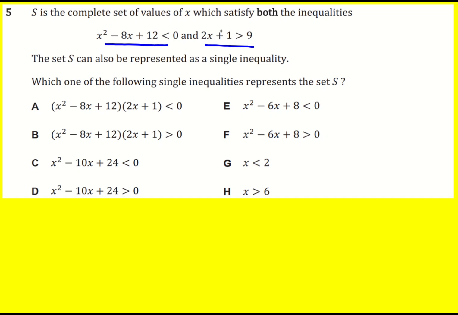We could maybe subtract the 9 and get 2x minus 8 greater than 0, but it's not going to be easy to then suddenly combine that with this one, which is less than 0. So let's just go ahead and solve them as normal and then see where we are. I think it's good to take the one on the right because that's very quick. 2x is going to be greater than 8, so x is going to be greater than 4.